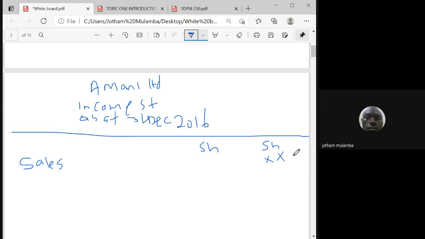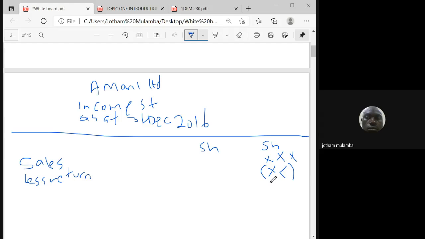When we sell goods, at times those goods are returned to us. How do you refer to that? Return inward. Yes. In that case, we'll do less return inward. Less return inward. So we'll record here, and it will be in brackets.